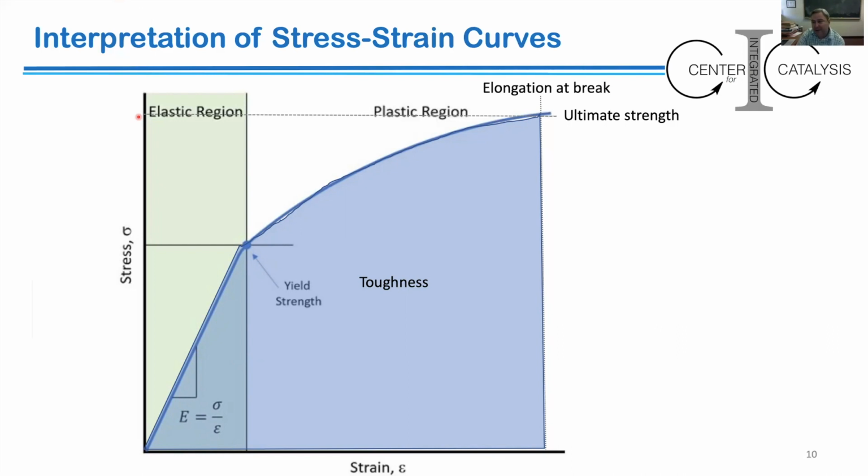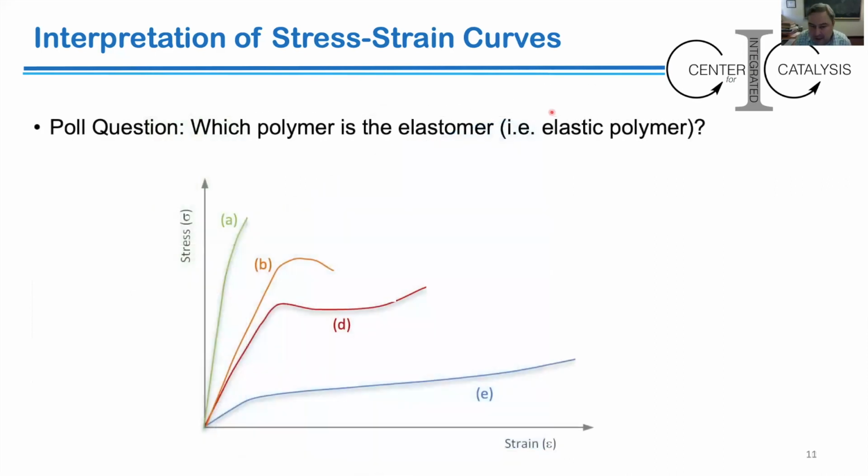And then finally, the elongation at break. This dotted line is also a little bit off. It should be right here. This is how far you stretch the material before it breaks. So that's the basics for these stress strain curves. So let's see what you know now after that crash course.